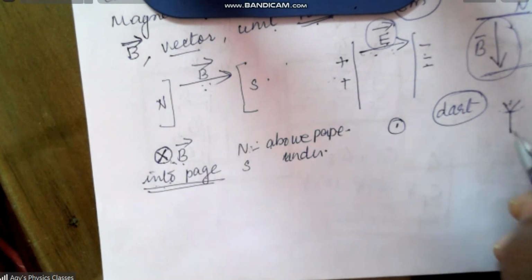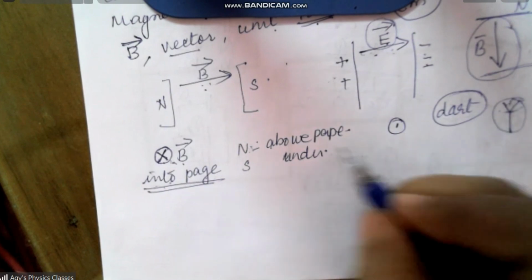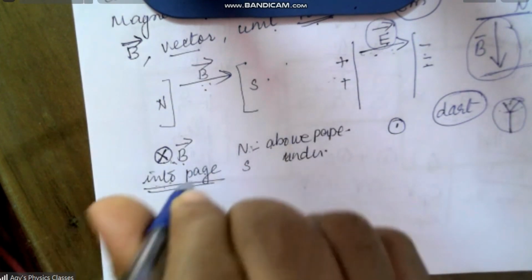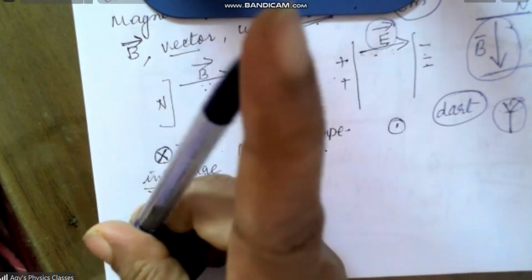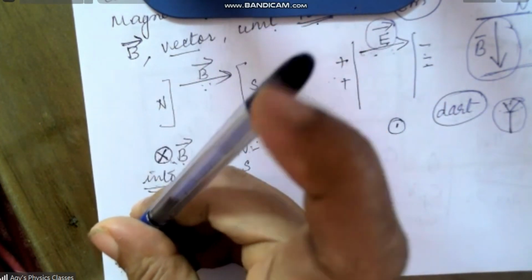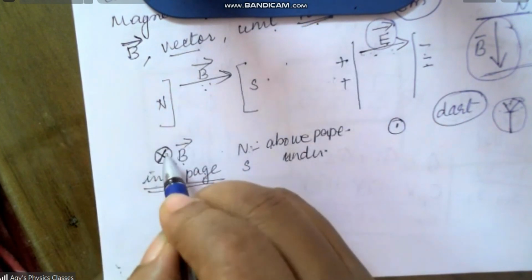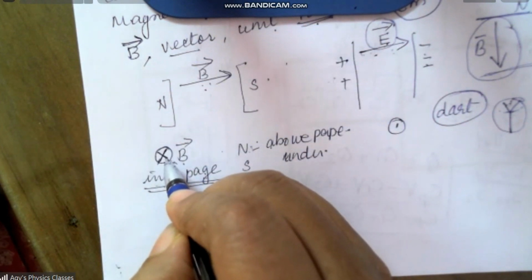So now, imagine that you are placing a dart in the direction of the magnetic field. If it is into the page, the pin will be touching the paper. When you look from here, what do you see? The 4 flaps. These are those 4 flaps. We can remember it like that.